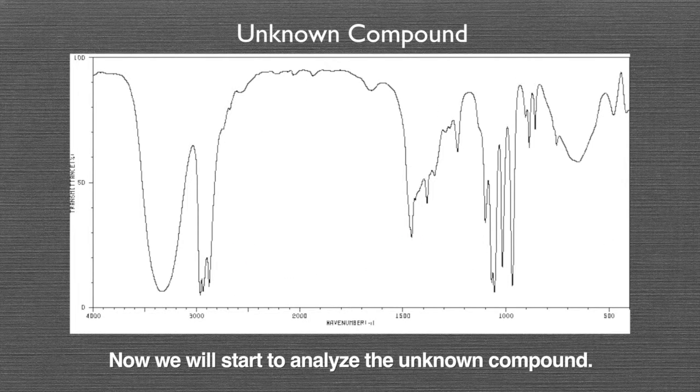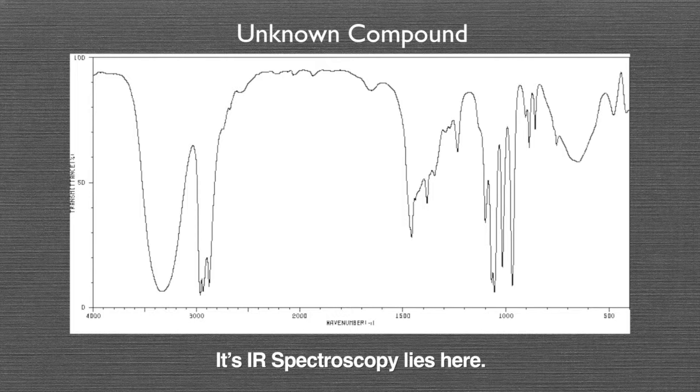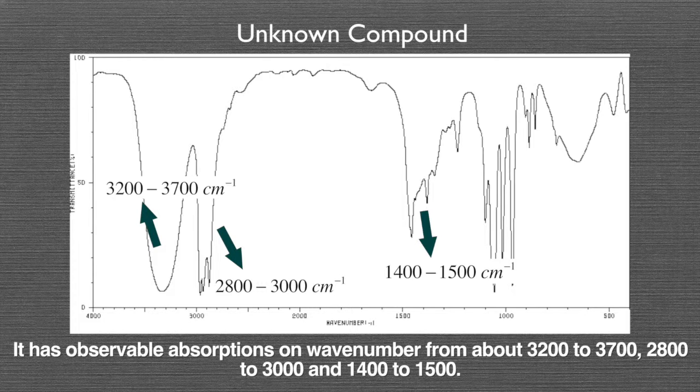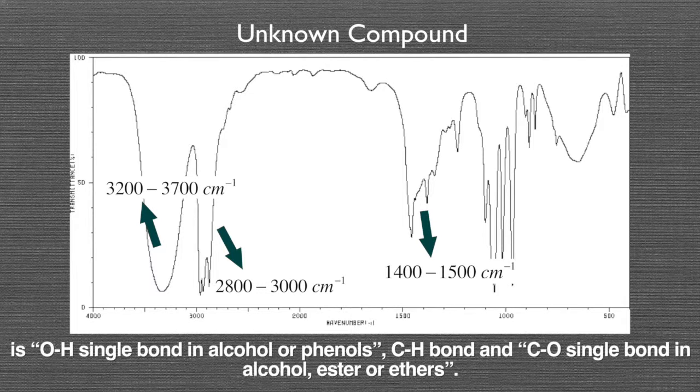Now we will start to analyze the unknown compound. This is the compound for which you need to utilize 3 analytical tools to deduce its molecular structure. Its IR spectrum lies here. It has observable absorption at wave numbers from about 3200 to 3700, 2800 to 3000, and 1400 to 1500. These 3 absorptions correspond, with reference to the data booklet, to the oxygen-hydrogen single bond in alcohol or phenols, the carbon-hydrogen bond, and the carbon-oxygen single bond in alcohol, ester, or ethers.